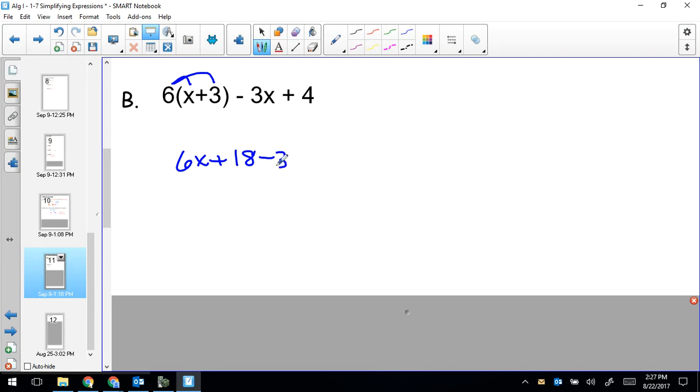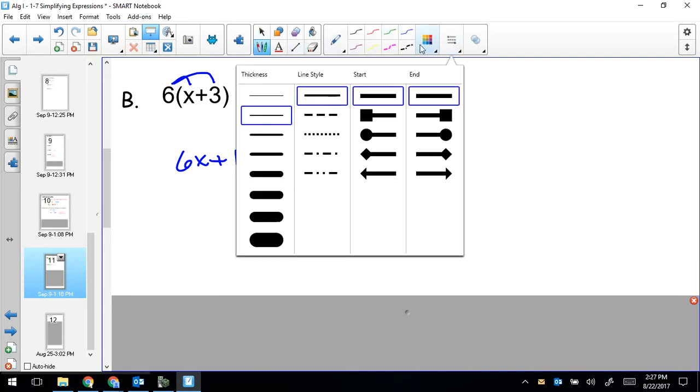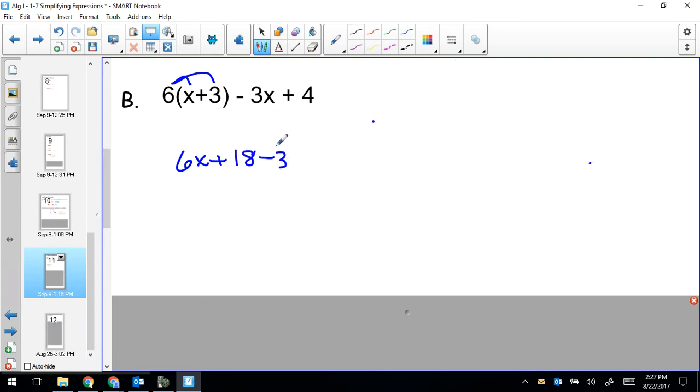Now I'm going to copy down everything else. Get my pen back. I'm going to copy down everything else that I didn't use. Bring down the minus 3x exactly as it was. Bring down the plus 4 exactly as it was. And I'm not going to change anything that I don't distribute with.